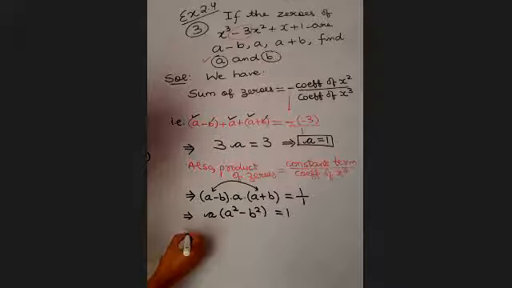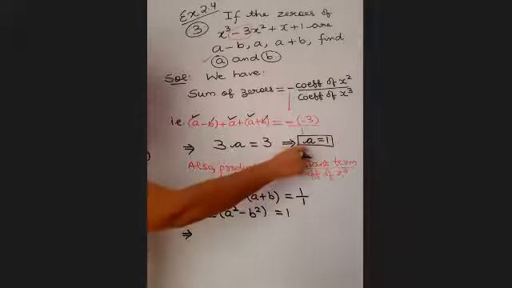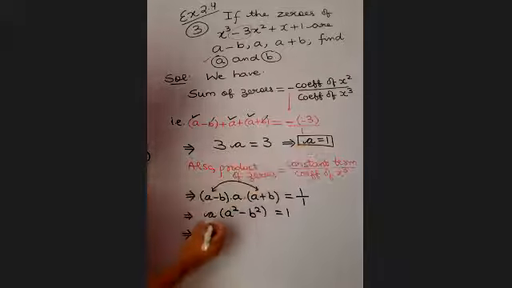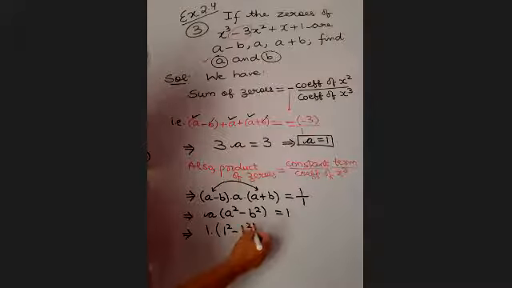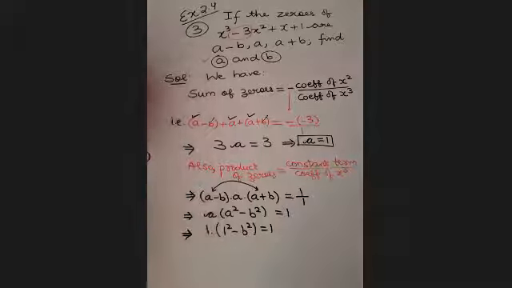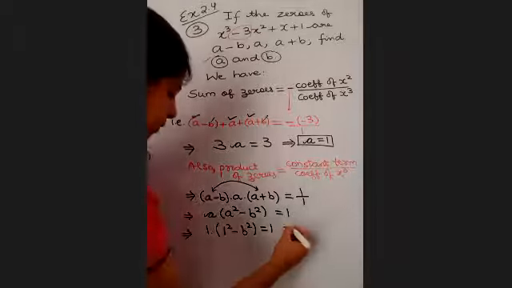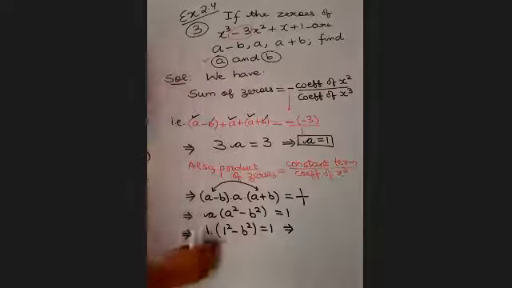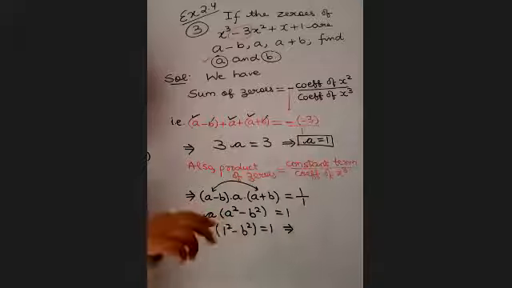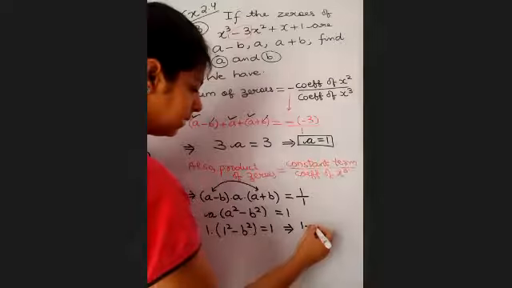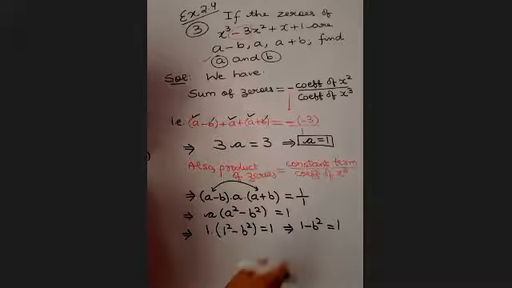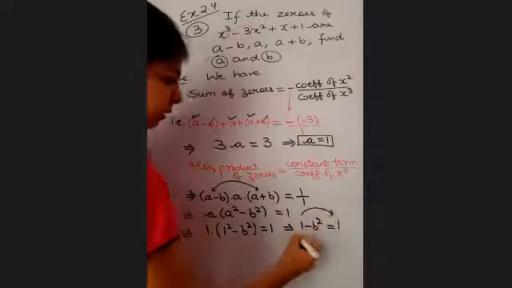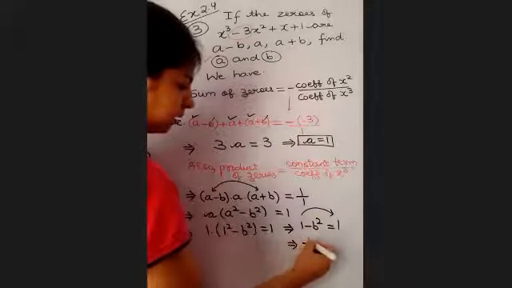And also, the value of a is 1. We have calculated a as 1. So in place of a, I will write 1 into 1 square minus b square is equal to 1. Now 1 square is 1, so 1 minus b square is equal to 1. Taking this 1 to this side, this gives you minus b square.